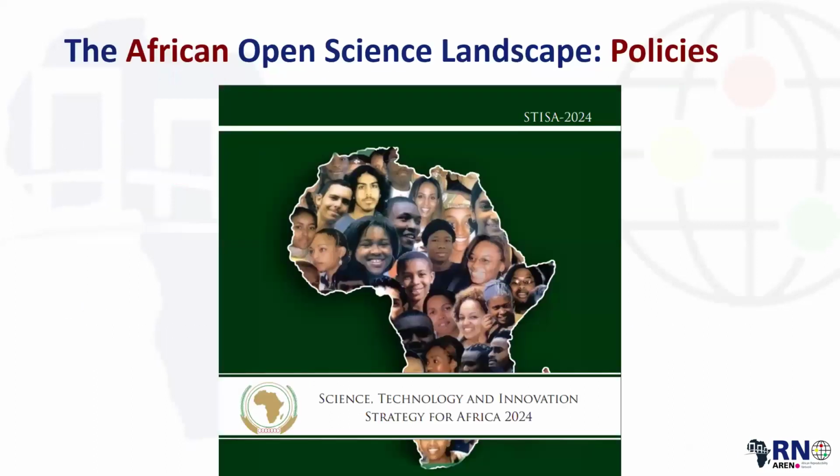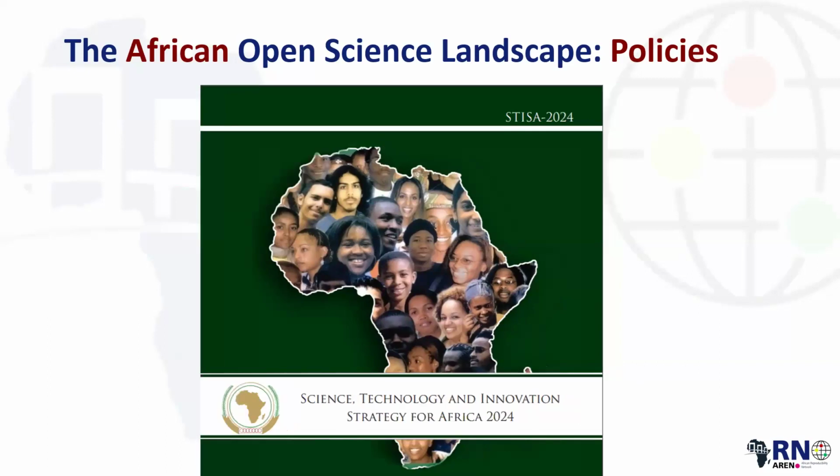The African Union recently launched the STISA 2024, which is the Science, Technology, and Innovation Strategy for Africa 2024. It is looking at how science and technology can promote, encourage, or facilitate the socioeconomic development of Africa. And there are elements of open science within this policy.